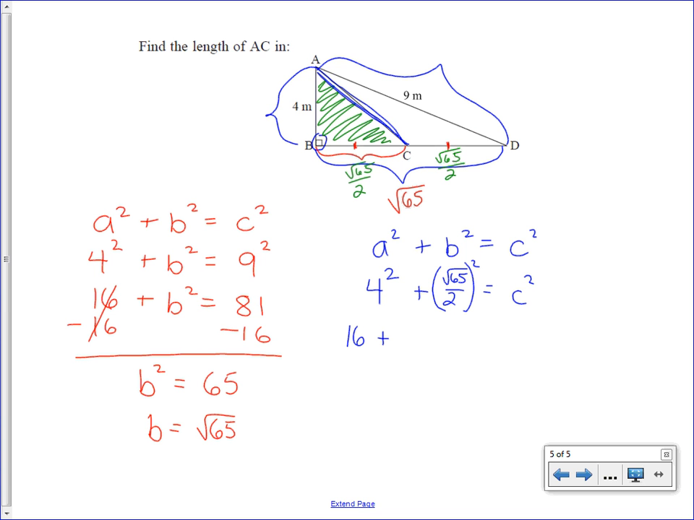Simplify this. The square root of 65 times the square root of 65 is just 65. And 2 times 2 is 4. To add these two things together, I'm going to need to get a common denominator. So I want to put this over 4, which means the top is becoming 16 times 4, which is 64. So I've got 64 fourths plus 65 fourths equals c squared. 64 plus 65, 129 fourths equals c squared.